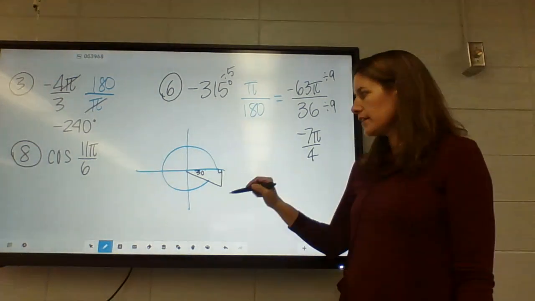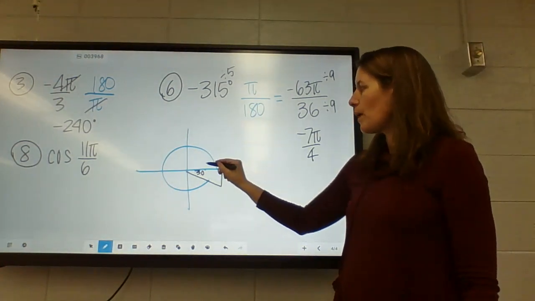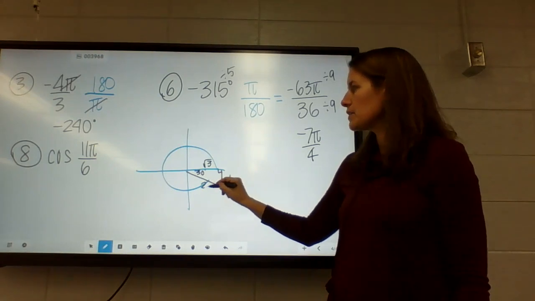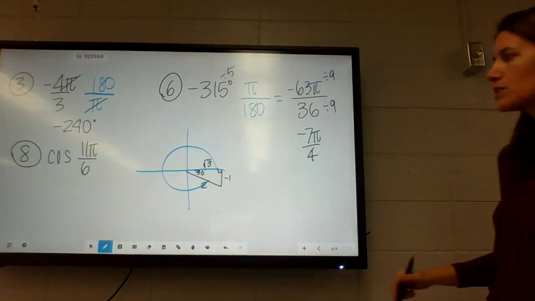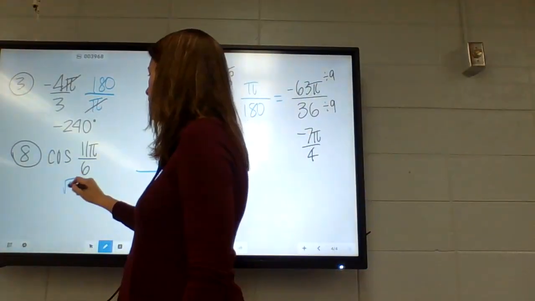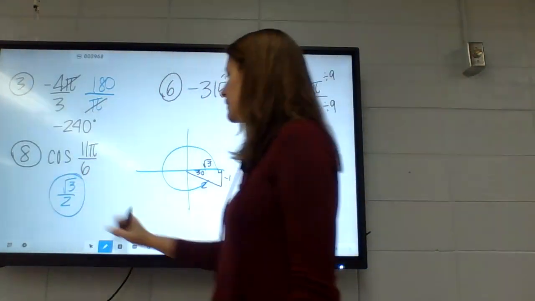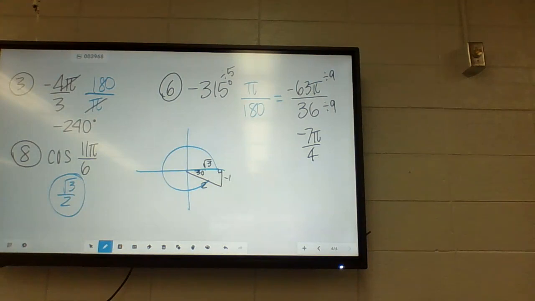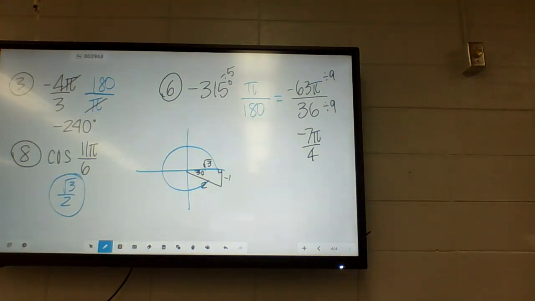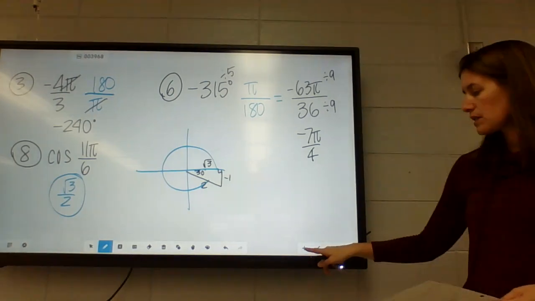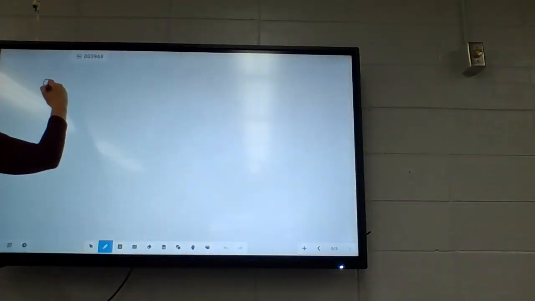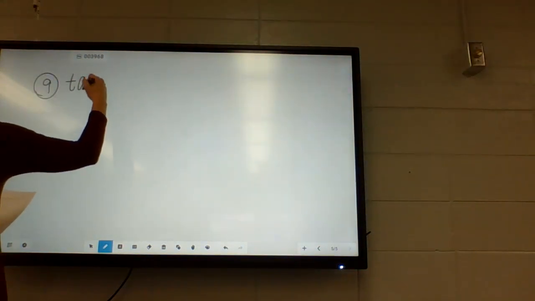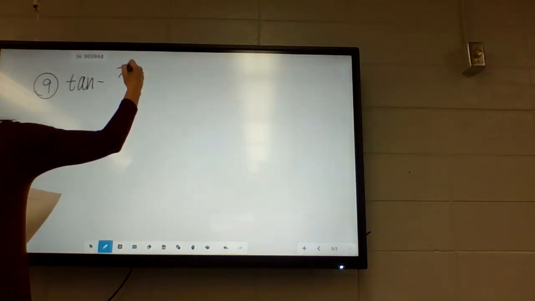So then I need to label everything based off of this. This is down 1, this is the square root of 3, this is 2. So then cosine of 11 pi over 6 would be square root of 3 over 2. And it's positive because we're in the quadrant where cosine is positive. All right, questions there? All right, so number 9, tangent of -7 pi over 4.